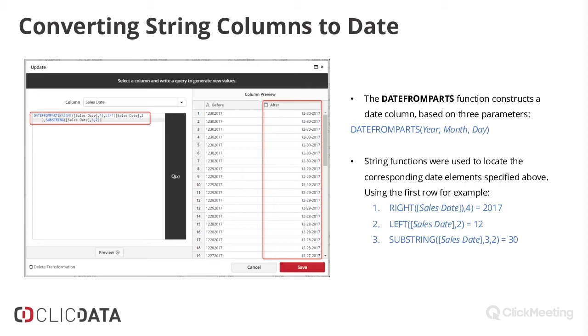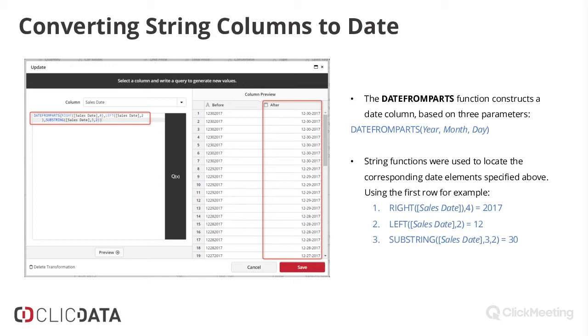The right function in this case will extract a certain number of characters from the right side of my string. And because the year element is at the very end, I want to extract the 4 characters from the right side of that string, which would yield 2017. And then the opposite of that is the left function, which extracts a certain number of characters from the left side of the string.